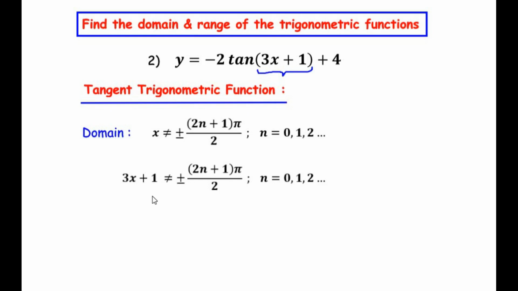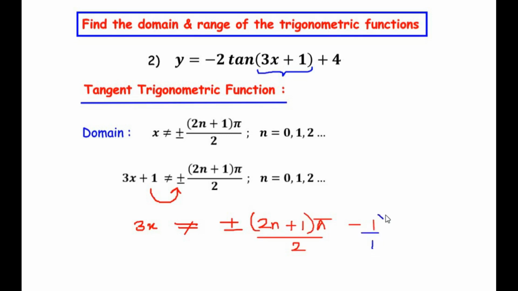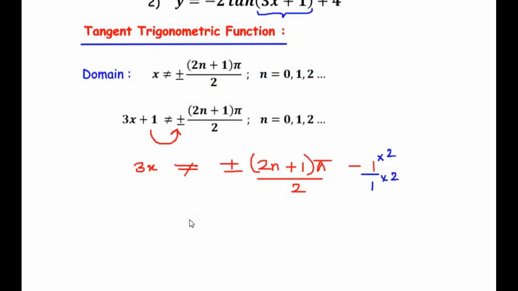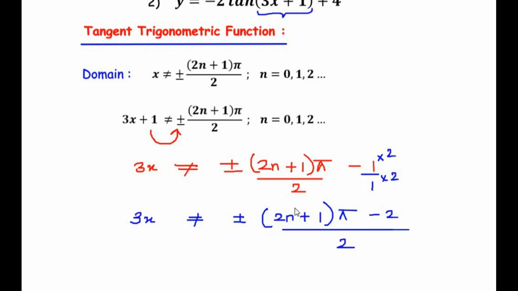So we are going to take the plus 1 on the other side of the equal to sign. So we get 3x is not equal to plus or minus (2n + 1) times pi over 2, and this plus 1 going on the other side becomes minus 1. So let us take the LCM here. This is 1 over 1. This is 2 times 2. So we are going to get on the right hand side, this should not be equal to plus or minus (2n + 1) times pi, and this 1 multiplies with 2, so we get minus 2 over, now we get a common denominator of 2. So 3x should not be equal to this value.